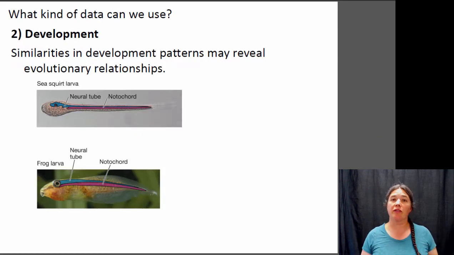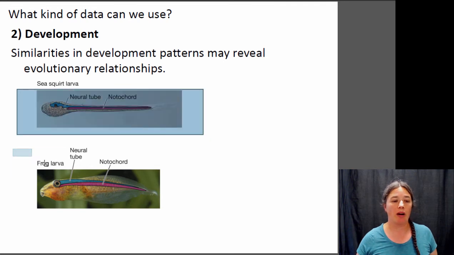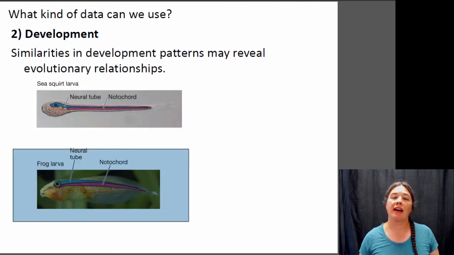You can also use development. So similarities in the developmental patterns. This actually is good for comparing things that are very distantly related, because embryonic development actually changes very, very slowly. So for example, these little pictures I have here are two things within the Chordata, a group of organisms that include the vertebrates. And at this stage, in the larval stage, which is basically the embryonic stage, these two organisms look very similar, right? They both have a neural tube and a notochord, and they're remarkably similar looking.